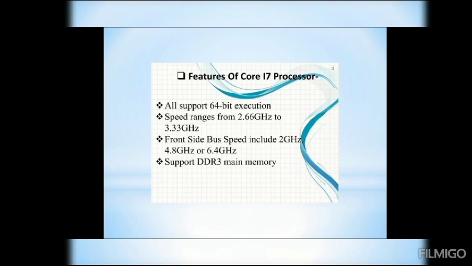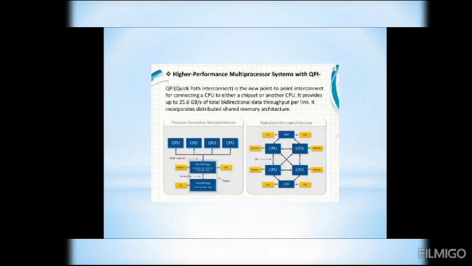Front side bus speeds include 2 GHz, 4.8 GHz or 6.4 GHz. Support for higher performance multiprocessor systems with QPI. QPI stands for Quick Path Interconnect. It is a new point-to-point interconnect for connecting a CPU to either a chipset or another CPU. It provides up to 25.6 GB of total bidirectional data throughput per link. It incorporates a distributed shared memory architecture.